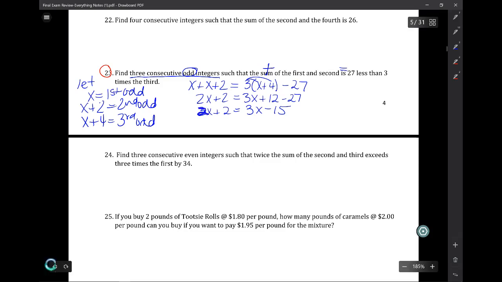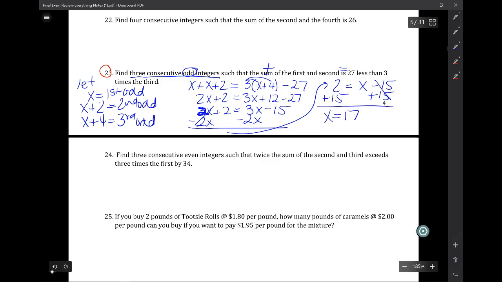I'm so sorry. All right, minus the 2x to the other side. 2 is equal to x minus 15. Add the 15. All right, x is equal to 17, and then it wants the 3 consecutive odd integers. So if 17 is my first odd integer, then it would be 19 and then 21.